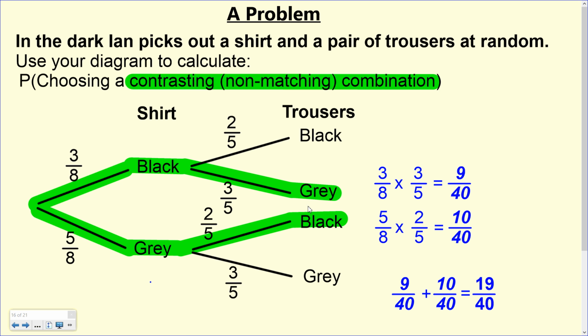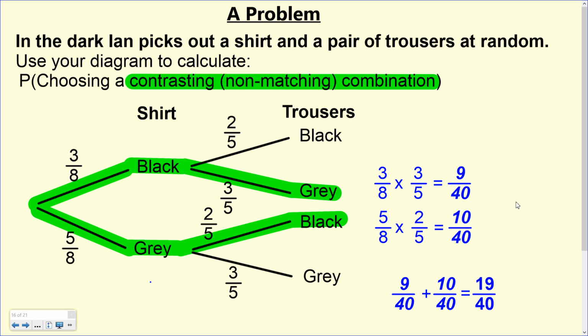Black then grey, which gives us 9/40, but then grey then black. Grey shirt and black trousers is a different thing from a black shirt with grey trousers, and they give us different probabilities here. So we've got these two different probabilities, 9/40 and 10/40. To find out that total answer, we've got to combine them. Probability of that, well, OR is adding in probability. 9/40 plus 10/40 gives us 19/40. So that's how we draw our tree diagram, how we can use our tree diagram.